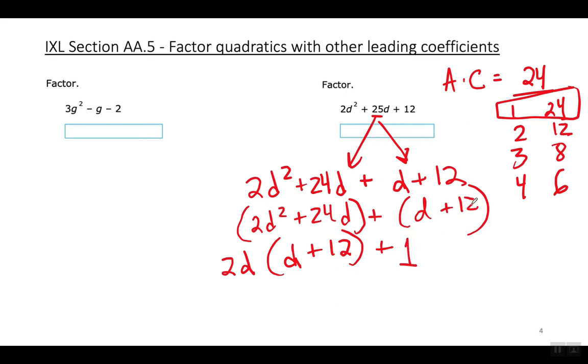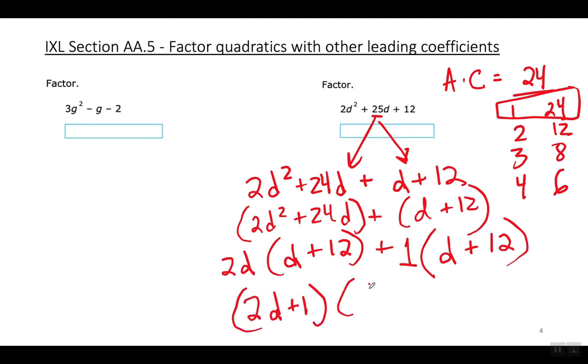Like when you don't see anything in common, that means the greatest common factor is 1. So when I take out 1, this is what's left inside the parentheses. So my final answer is going to be 2d plus 1 times d plus 12.